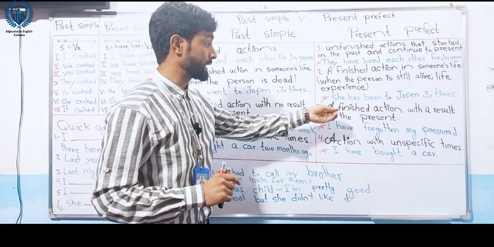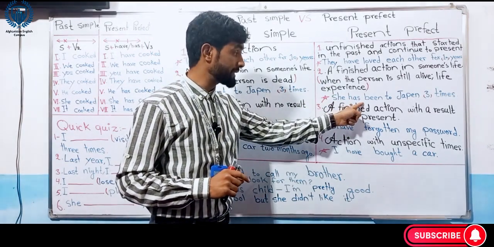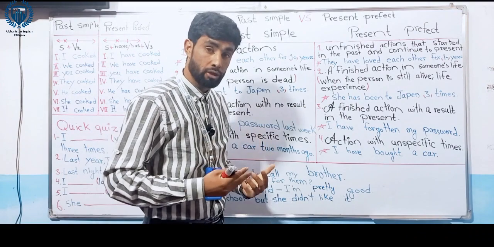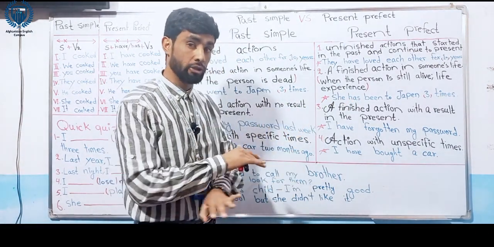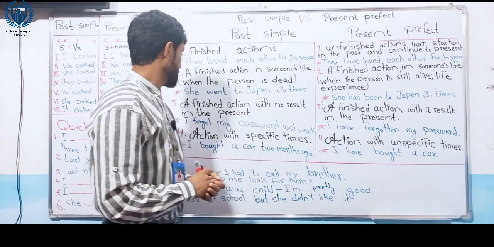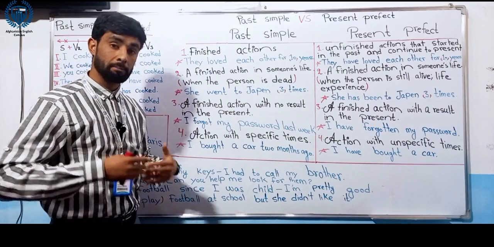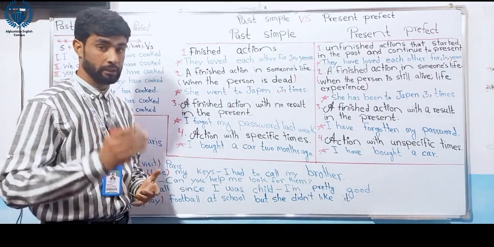With present perfect, she has been to Japan 3 times. The concept of this sentence is that she has experienced going to Japan 3 times and still she is alive. She is not dead. But in the simple past, she went to Japan 3 times. It means the person is dead. Hope it's clear and hope you understood.